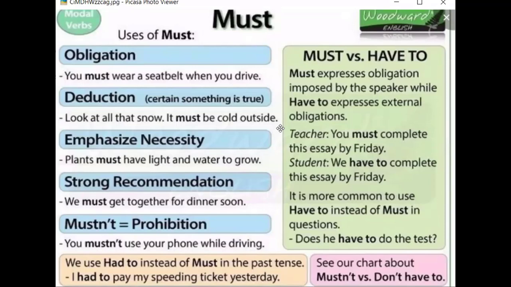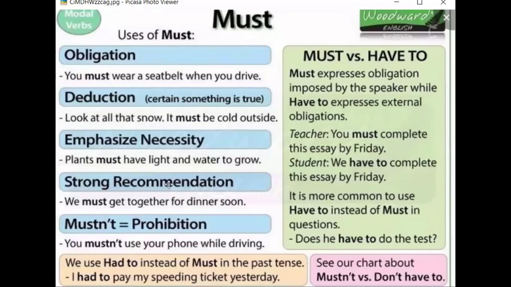And mustn't: it's not mustn't with a T, it's mustn't. The T in between is silent. Mustn't. Remember this pronunciation, that the T here is silent. Mustn't, and it shows prohibition. You mustn't use your phone while driving.